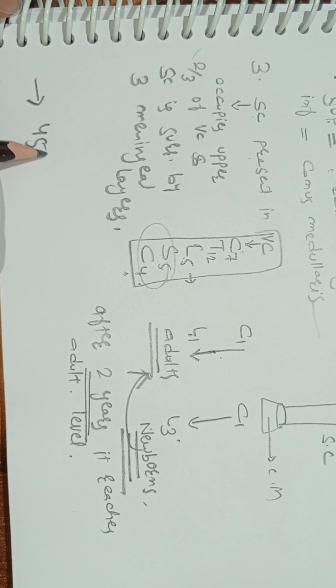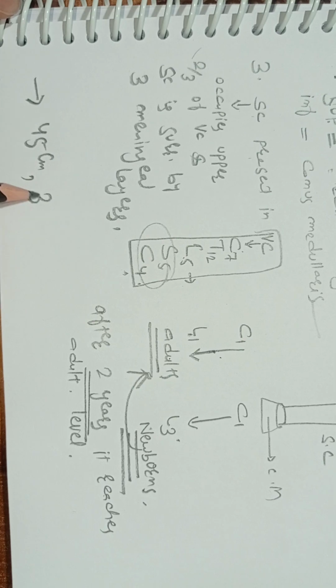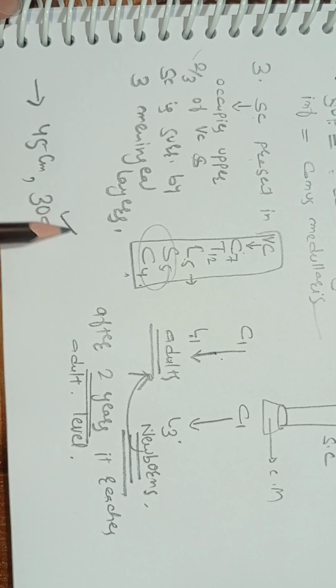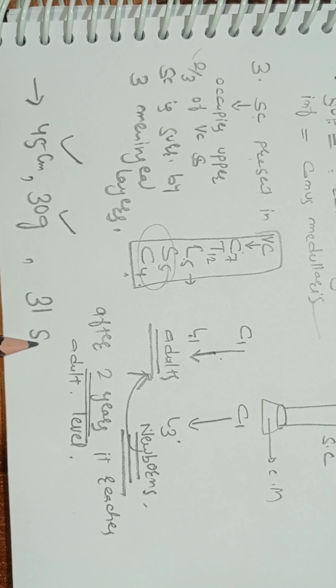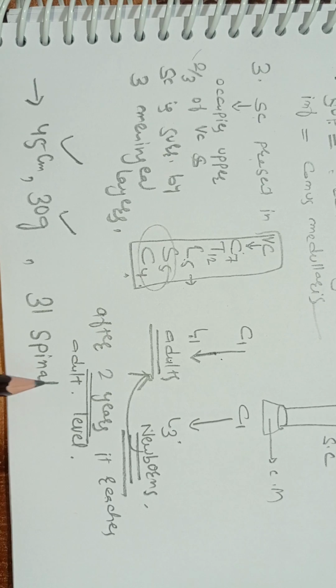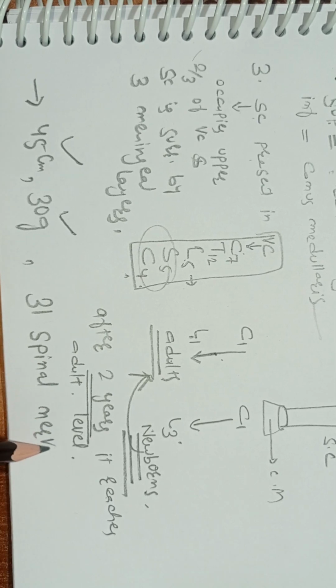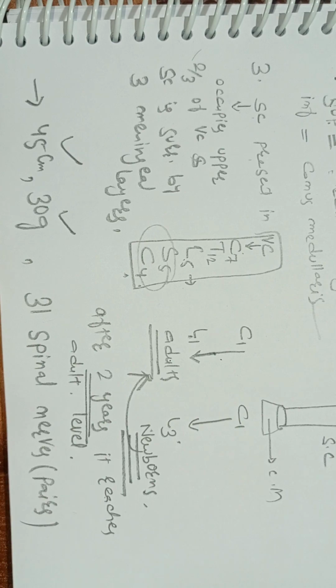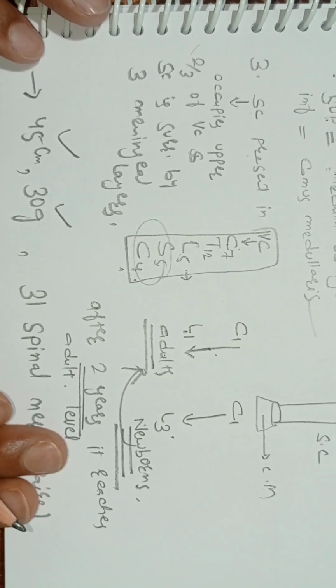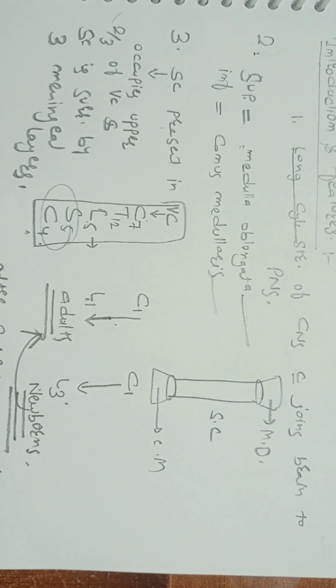Another point in the spinal cord: the length of the spinal cord is 45 centimeters and the weight of the spinal cord is 30 grams, clearly. And the spinal cord gives rise to 31 pairs of spinal nerves. This is the introduction about the spinal cord.